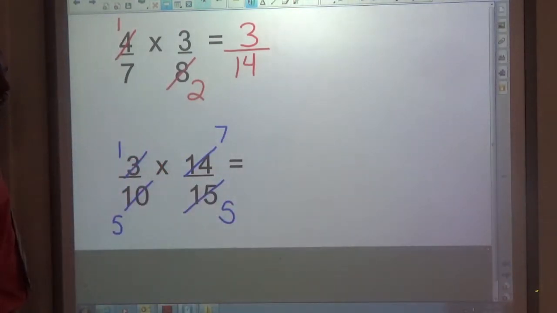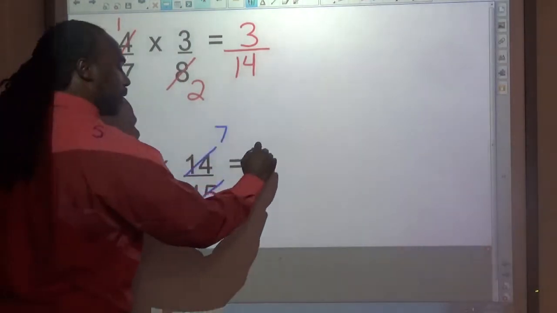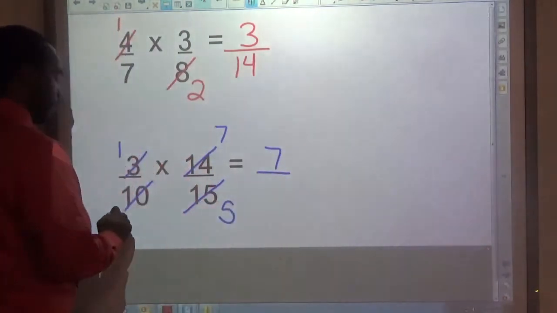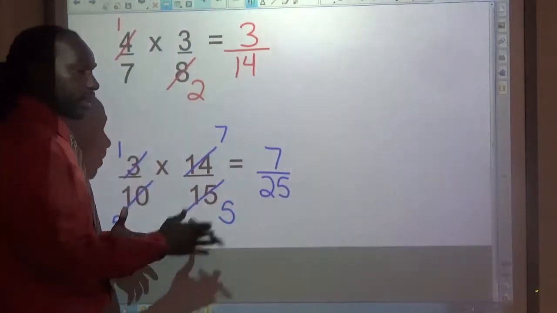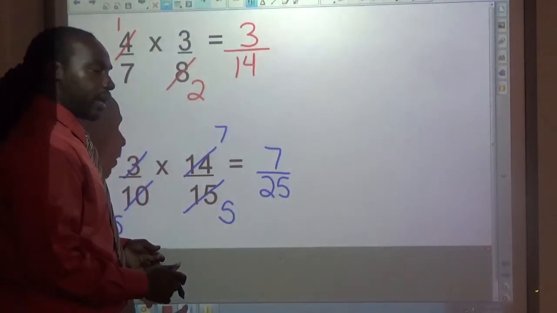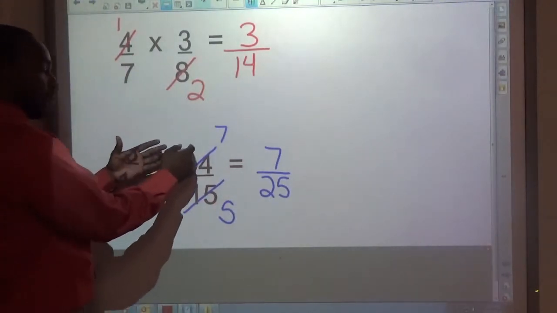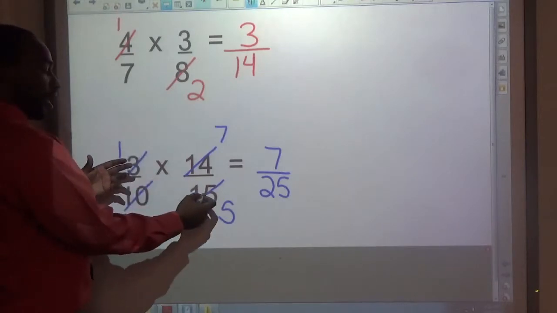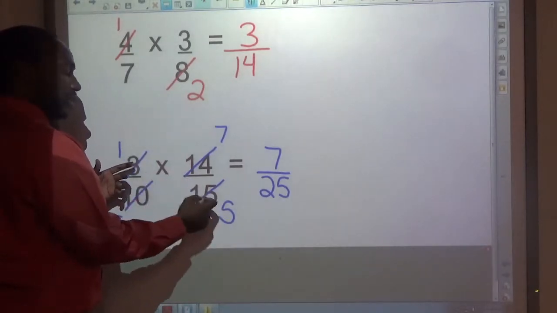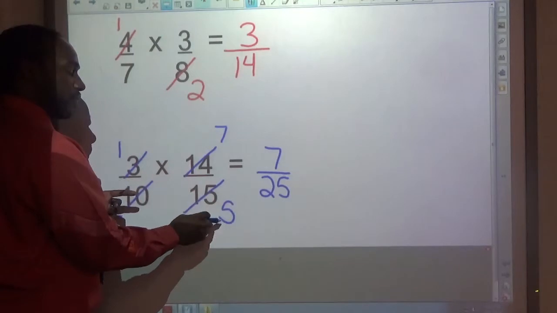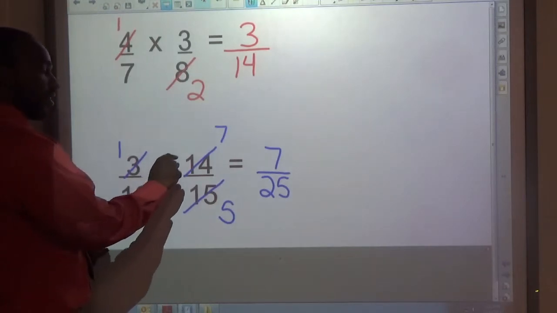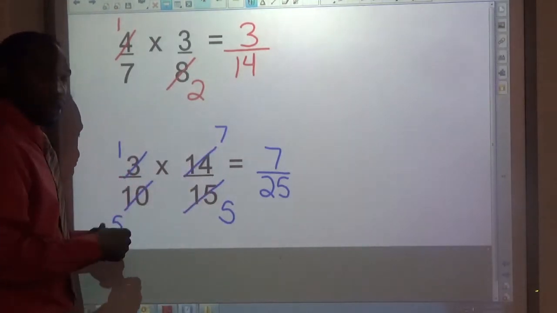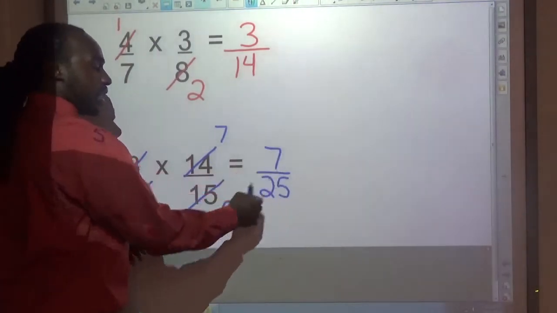And now I have simplified fractions. So 1 times 7 is 7. 5 times 5 is 25. I don't have to do any more simplifying. That's my final answer there. So again, I took 3/10 times 14/15. I know 3 can go into both 3 and 15. 3 goes into 3 once. 3 goes into 15 5 times. 2 goes into 10 5 times. 2 goes into 14 7 times. That's how I can break that answer down. And before you know it, I got 7/25.